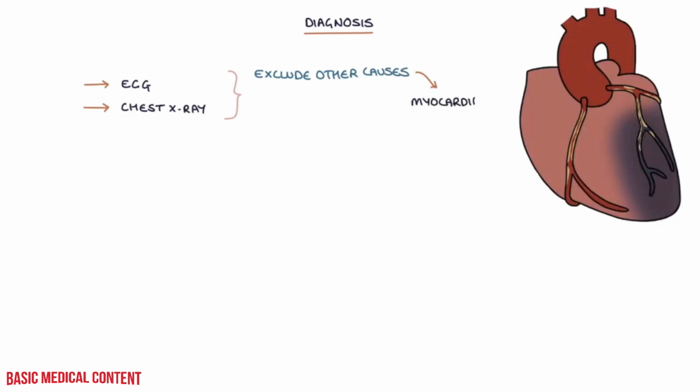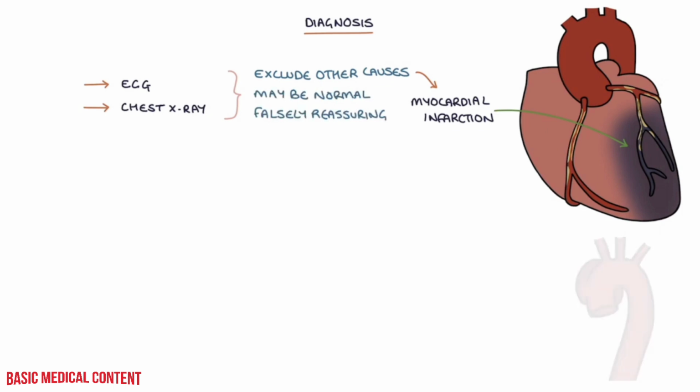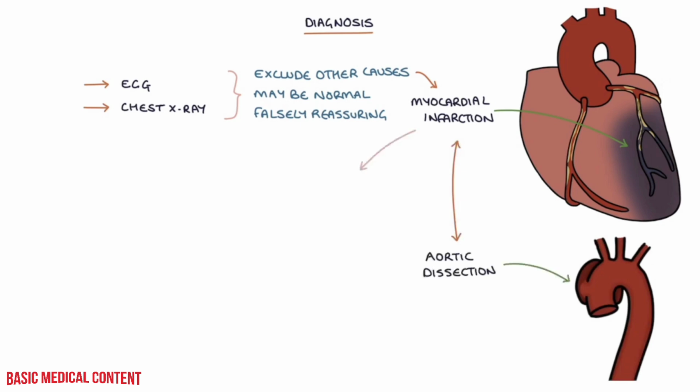Let's talk about the diagnosis. An ECG and a chest X-ray are often used to exclude other causes, such as a myocardial infarction or a heart attack, although they may be normal or falsely reassuring in aortic dissection. A myocardial infarction can occur in combination with aortic dissection, and treatment of the myocardial infarction, for example thrombolysis, can cause fatal progression of the aortic dissection. If you stop the blood from clotting and there's an aortic dissection occurring, this can cause bleeding and worsening of the condition.